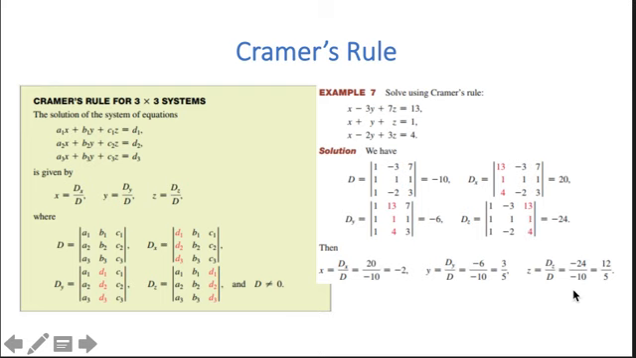And then you can do that on your calculator. It's not too difficult. And you'll find that the answers are negative 2, 3/5, and 12/5.